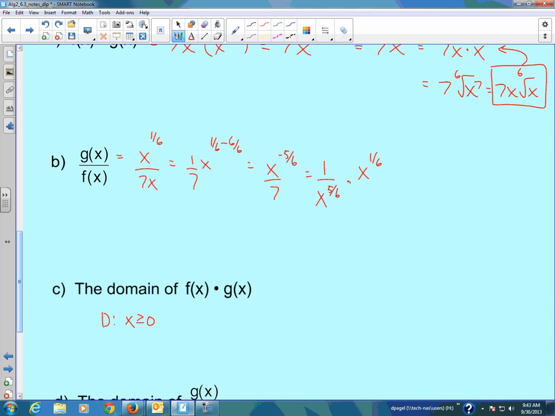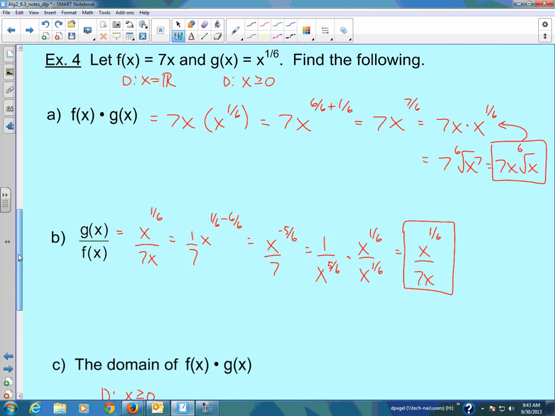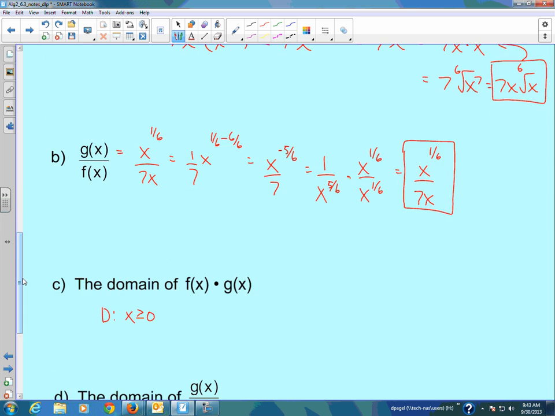So I'm going to have to multiply x to the 1/6. And we end up with that: the 6th root of x over 7x. I wanted to write it in radical form.